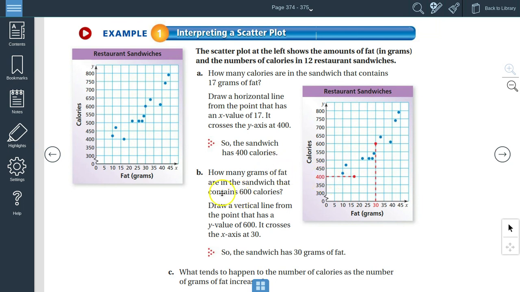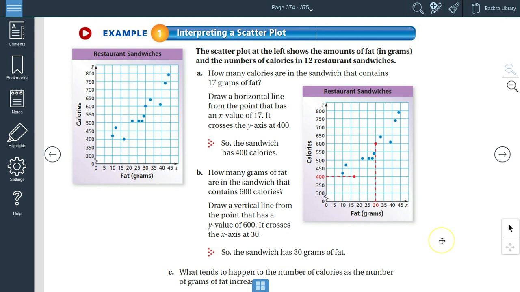So another one for B, how many grams of fat are in a sandwich that contains 600 calories? Well, go up to 600 and just go over until you meet a dot. Well, there's one right there. And then you can check straight down. Looks like that would be 30 grams. If you had a sandwich that had 600 calories, it's probably going to be around 30 grams. So that's kind of how that works in finding points on a scatter plot.